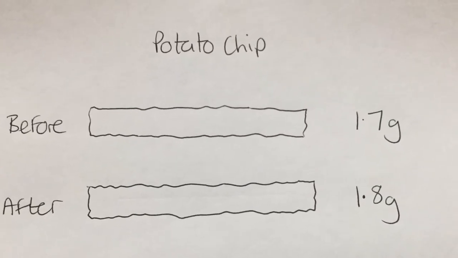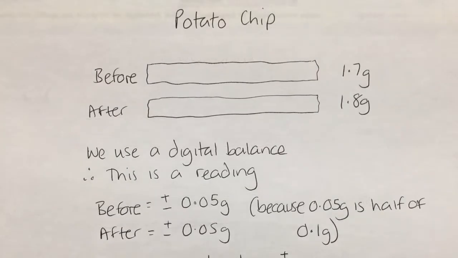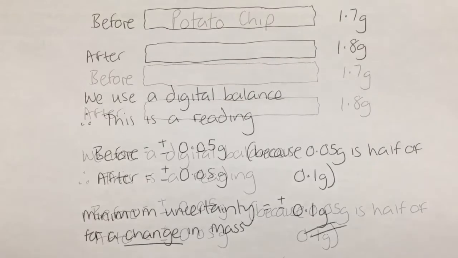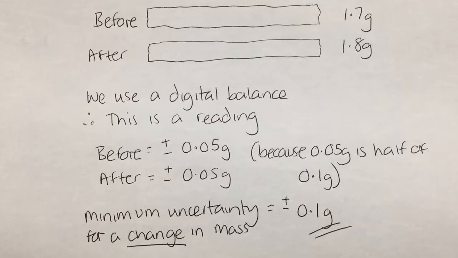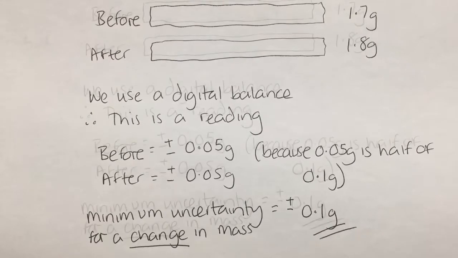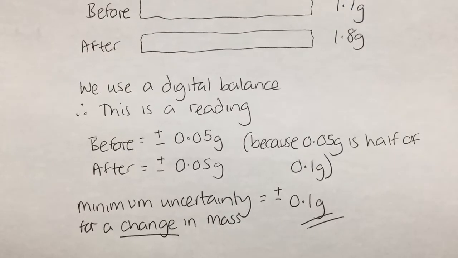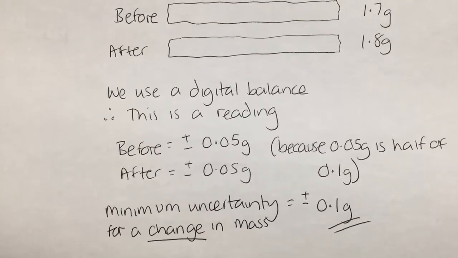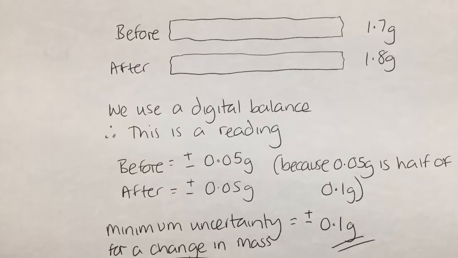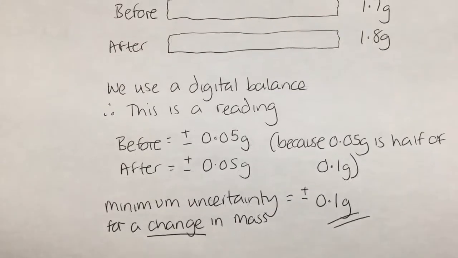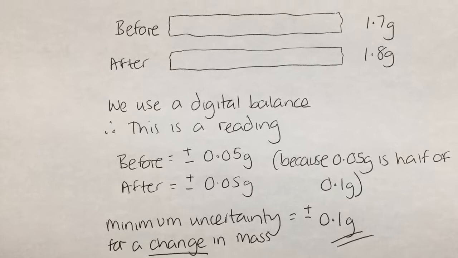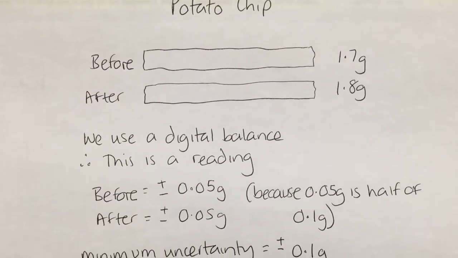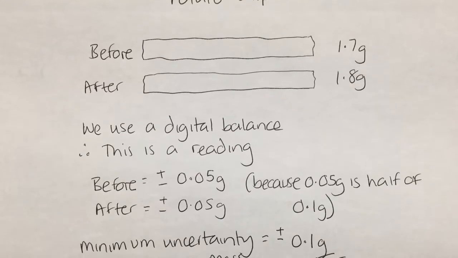In this example, we've taken a reading, and with a reading, it's plus or minus half of the smallest resolution. But that was for before. We also need to add plus or minus half of the smallest resolution for after. And the smallest resolution of the digital balance was 0.1 gram. Half of that is 0.05 grams. So therefore I need to double that and find that my minimum uncertainty for the whole experiment is plus or minus 0.1 gram.